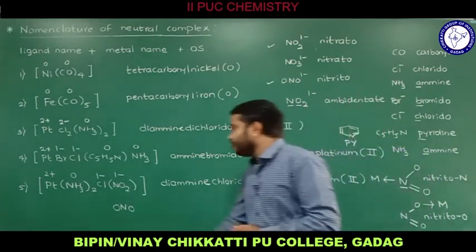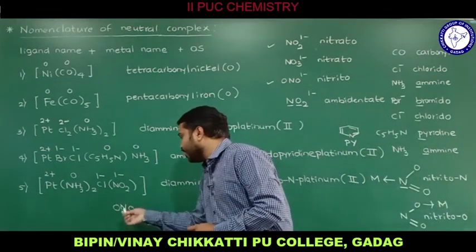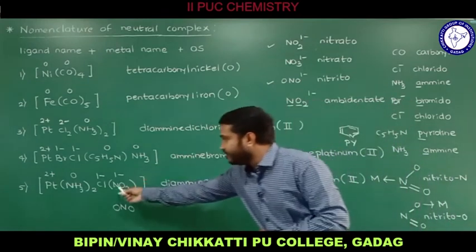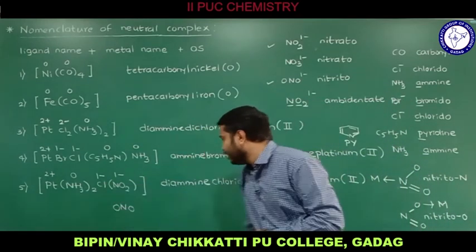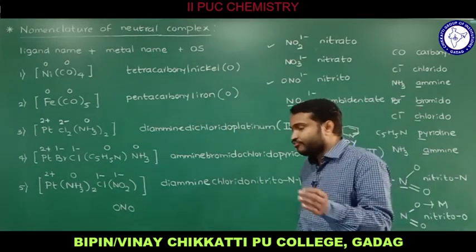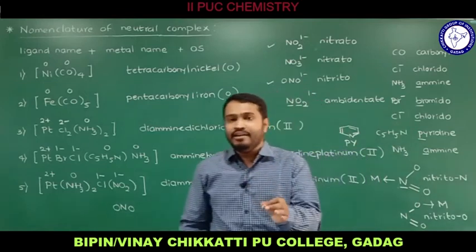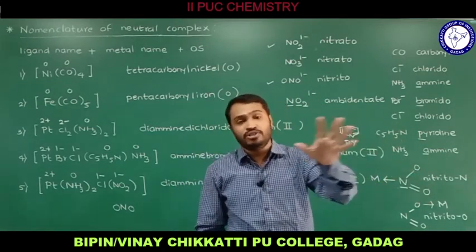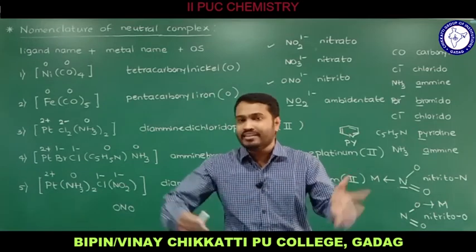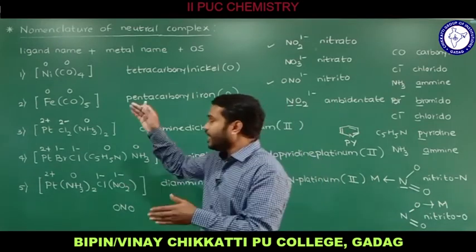Here if in the molecule we have ONO, I would have written nitrito-O. Here we have N, N I have mentioned means N is going to ligate, therefore I have written nitrito-N platinum. Remember, in case of an anionic complex, the metal name has to be written in Latin and the word should end with ate: platinate, nickelate, zincate, ferrate, like that. And for ligands, write the name as it is.